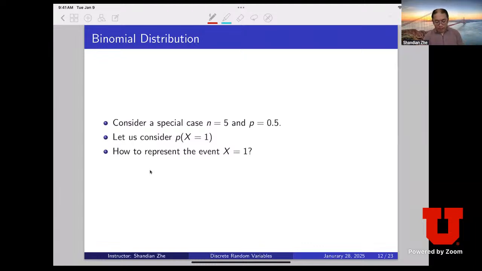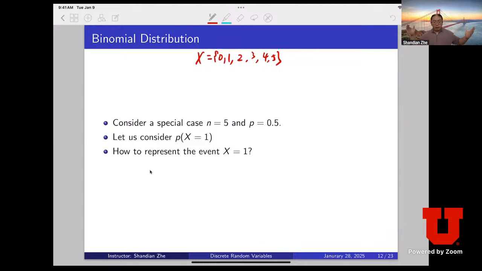So for this particular binomial distribution, your random variable X, which is the total number of successes, will range over 0, 1, 2, 3, 4, and 5, right? Everyone agrees at this point, right?